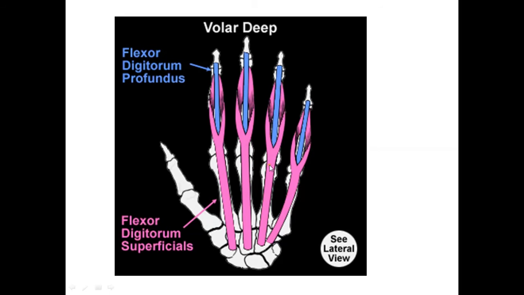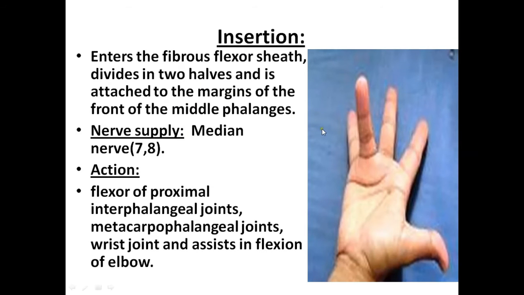When they split, they allow the passage of the tendon of the flexor digitorum profundus. They enter the flexor fibrous sheath and divide into two halves and attach on the margins of the front of the middle phalanx, the lateral side of the middle phalanx.